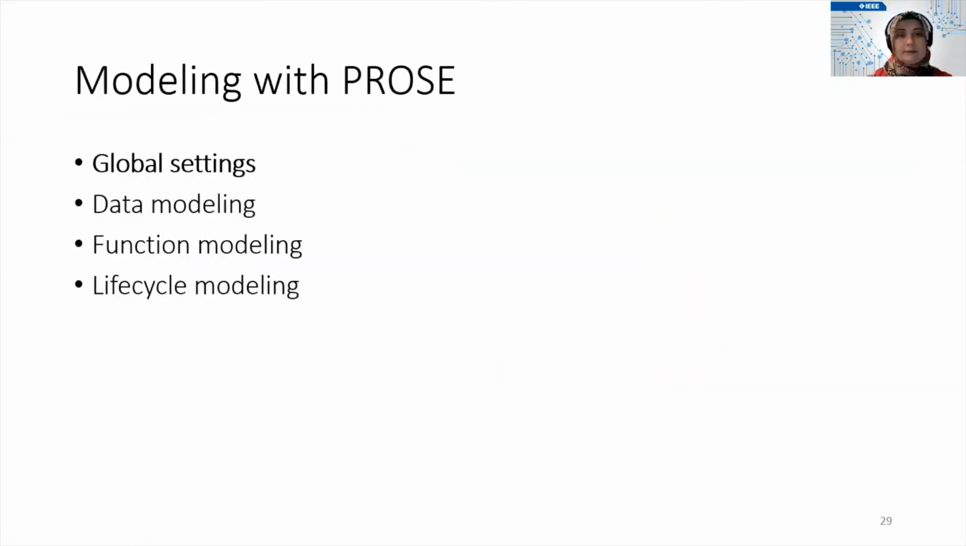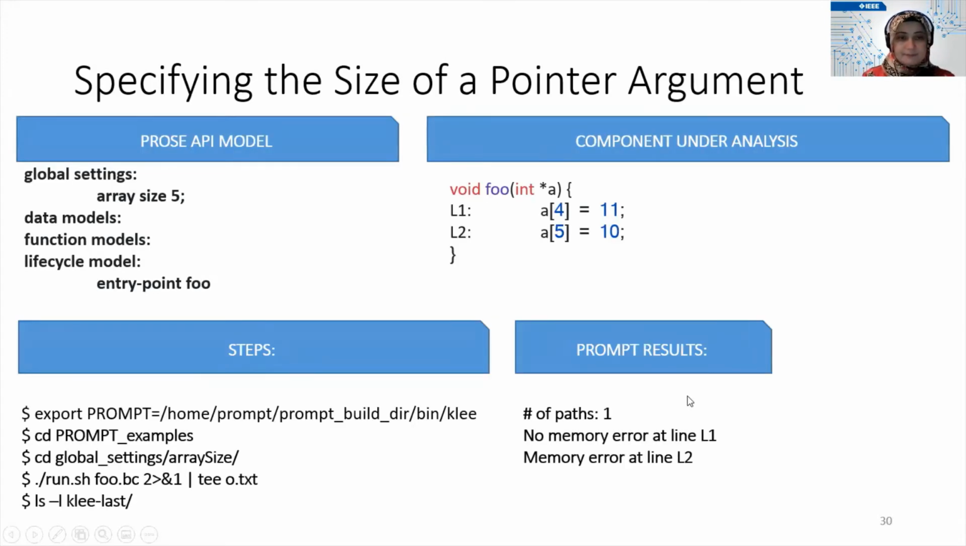Okay, I think we're ready to start with our first set of examples about global settings. As we mentioned, the main thing about prompt is that you can analyze a component without a test driver, because it actually performs lazy initialization of the arguments.